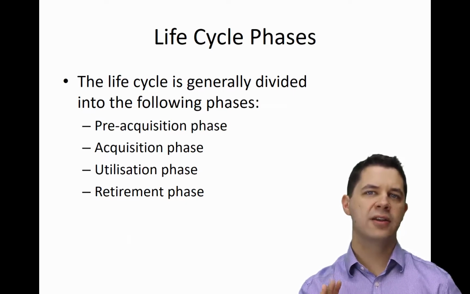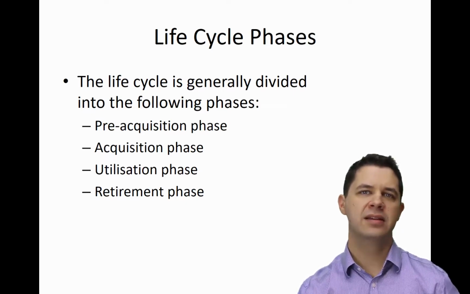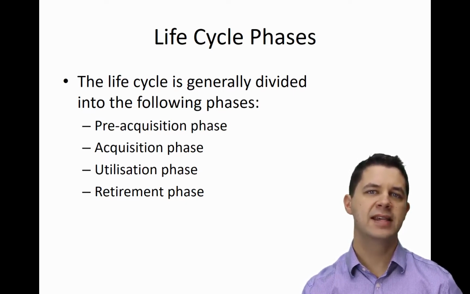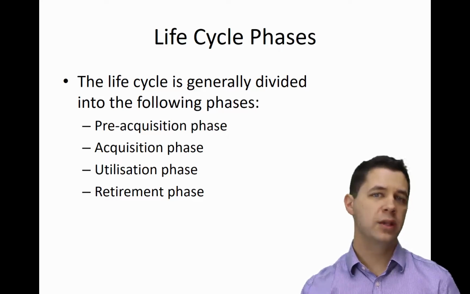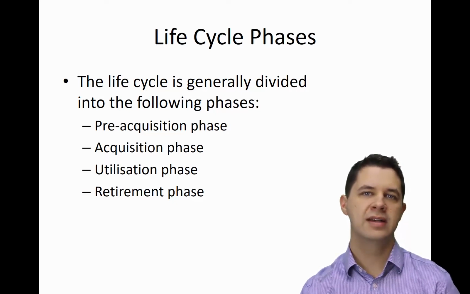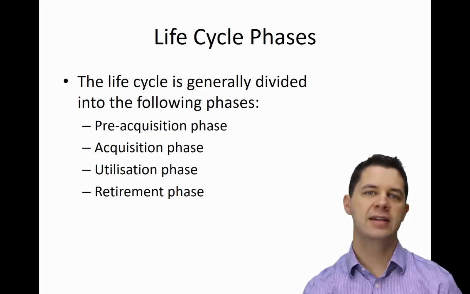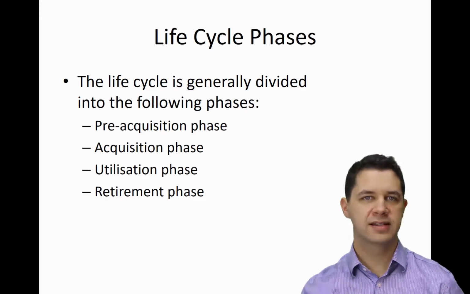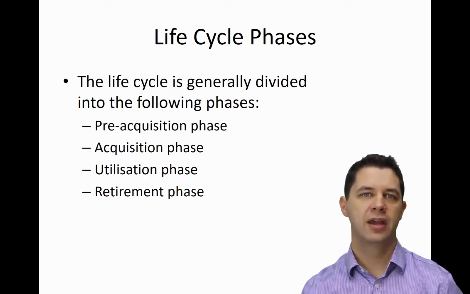So we have different life cycle phases, and different textbooks will use different phases. These are four that are commonly used, and they're used within our textbook and summarize a lot of the different phases that are listed in other places. So we start off with the pre-acquisition phase, we move through to the acquisition phase, the utilization phase, and then the retirement phase. And these are sequential, so one after another in this order.